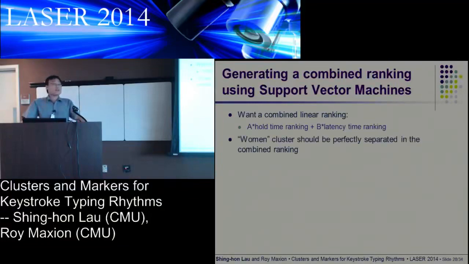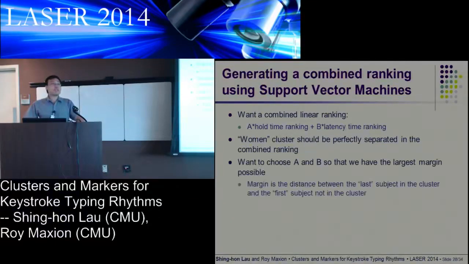I would like the woman cluster to be perfectly separated in this combined ranking. And as it turns out, there might be very many values of A and B that will do the job. So I need to express some preference about which values of A and B I'd like. What I'm going to say is, I would like to choose A and B such that I have the largest margin possible. And the margin is the distance between the last member in the cluster and the first member not in the cluster.